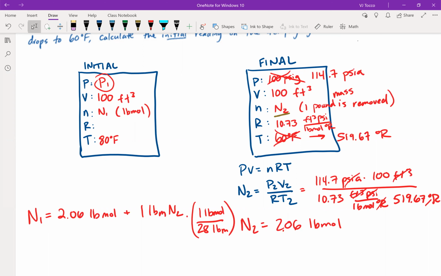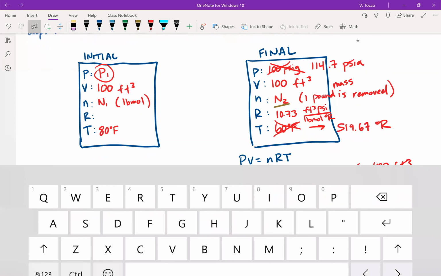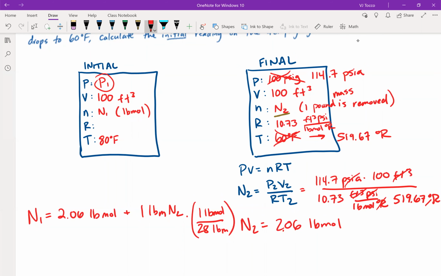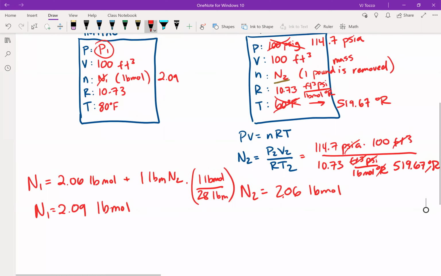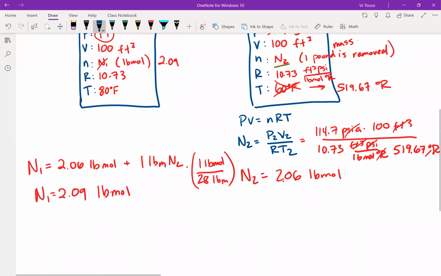Okay, but doing this calculation now, if I convert and just add these two then, 1 divided by 28 is not really that much at all. So I get that N1 is equal to 2.09 pound moles. So R again is 10.73, N1 is 2.09. And now I have another PV equals nRT equation that I can solve. This time I want to solve for P1. And this P1 is going to be in absolute pressure. So P1 is equal to N1 R T1 over V1.